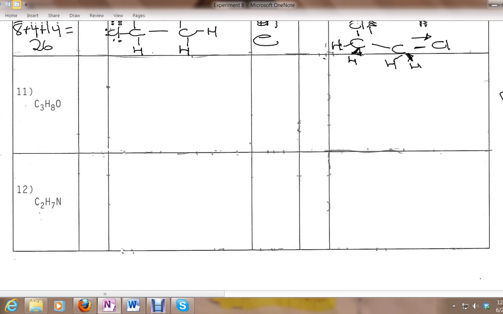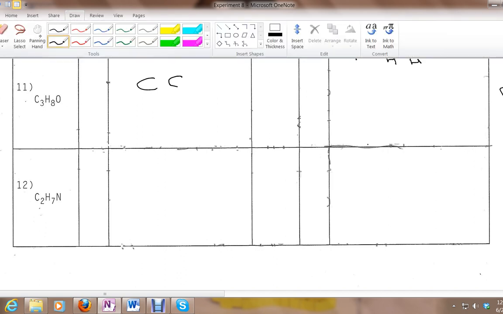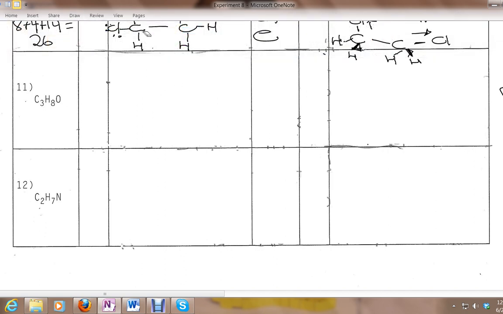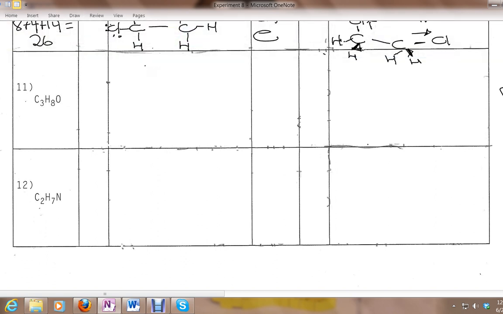Now let's look at the next one. We have carbon, three carbons, right? One, two, and three. I'm going to have to draw it because you're going to have isomers. You're going to see that we have structural isomers here. Where do we put this oxygen? Let's put it on here.